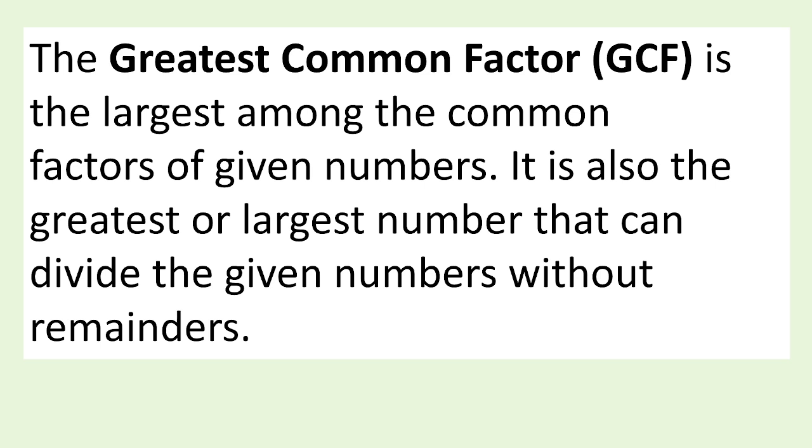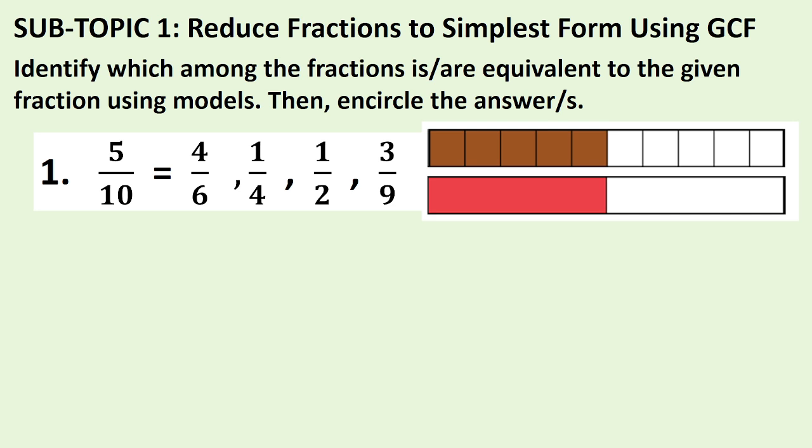The greatest common factor, or GCF, is the largest among the common factors of given numbers. It is also the greatest or largest number that can divide the given numbers without remainders. Subtopic 1.